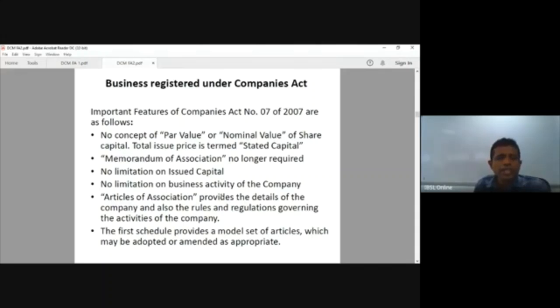There is no limitation on issued capital, and no limitation on the business activity of the company, as I already mentioned. Articles of association provide the details of the company, also the rules and regulations governing the activities of the company. There is a first schedule attached to the Companies Act. It gives a model set of articles which may be adopted and amended as appropriate for a company.